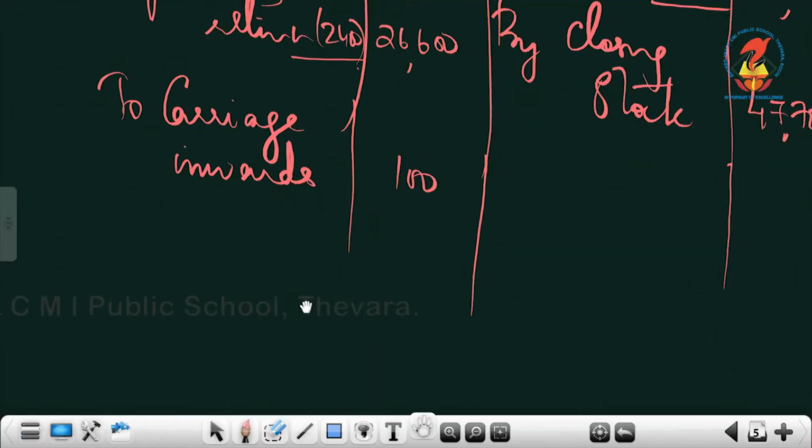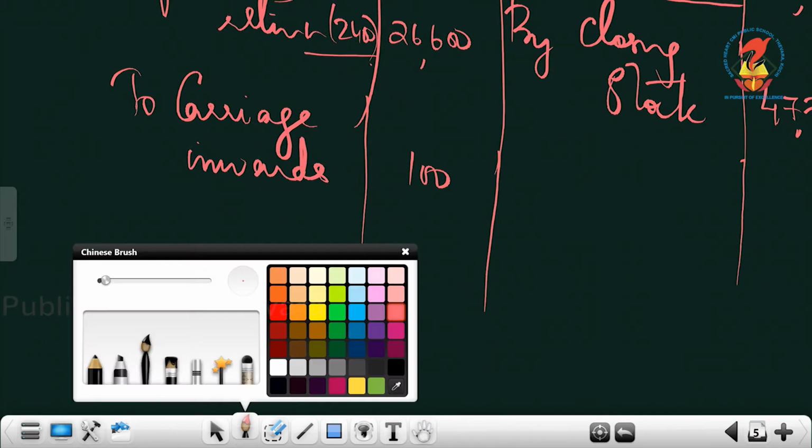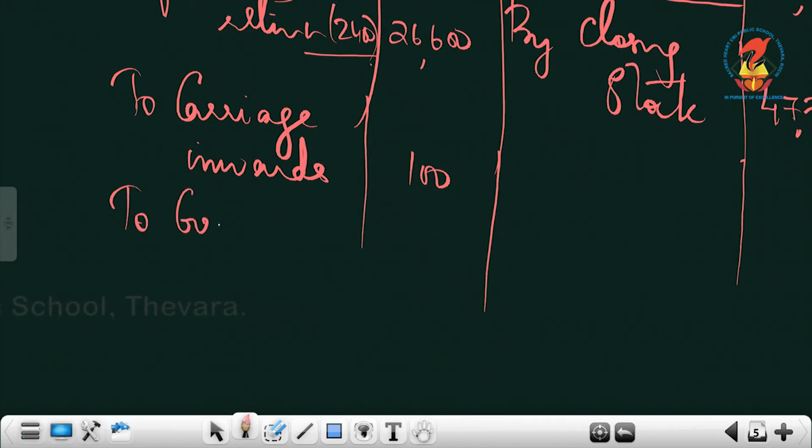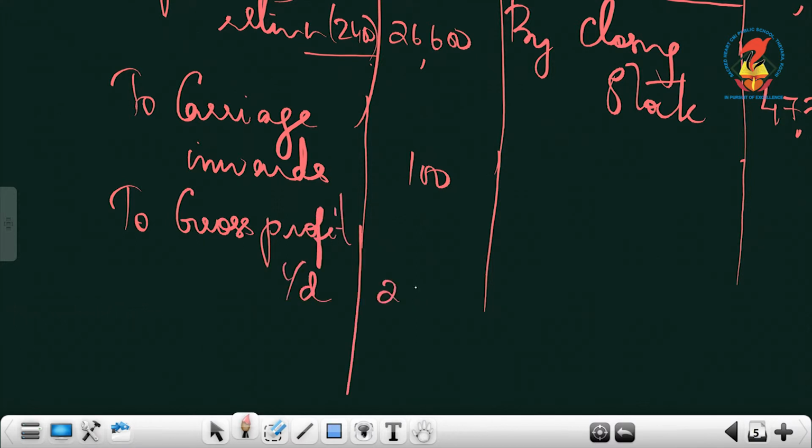And the shortage would be on which side? Did you all get it on the debit side? There you write, this is the balancing figure which you have to write. Gross profit carried down, the difference figure, you can write 22,900.